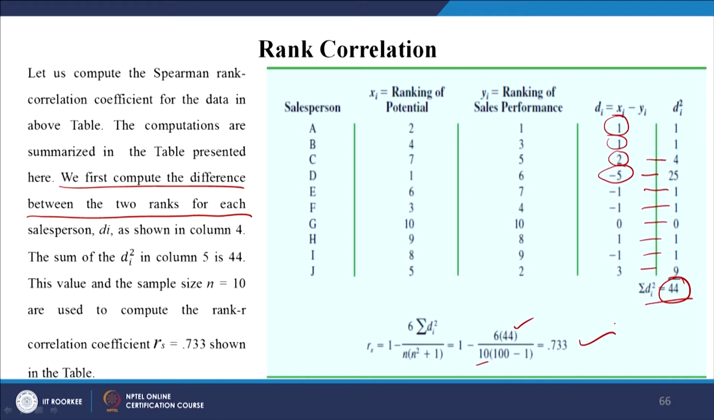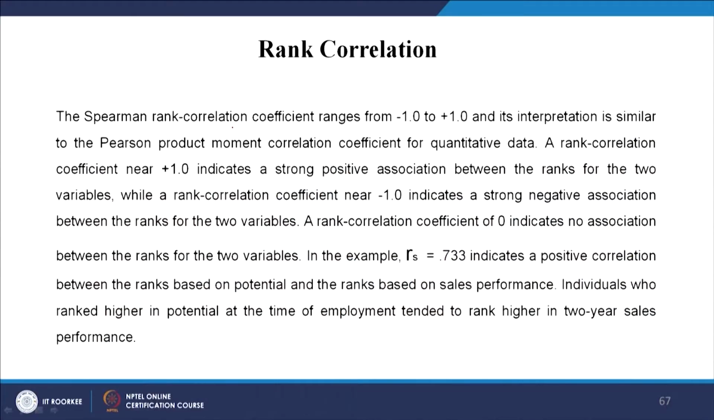The closer it is to 1, we can say it is a strong correlation. It ranges between -1 and +1. -1 is extremely strong but negative, +1 is extremely strong but positive, and 0 is hardly any relationship. So the Spearman rank correlation coefficient ranges from -1 to +1 like any correlation coefficient, and its interpretation is similar to the Pearson product moment correlation.